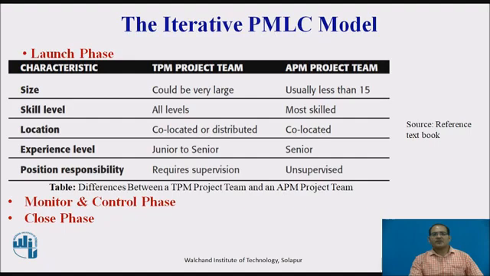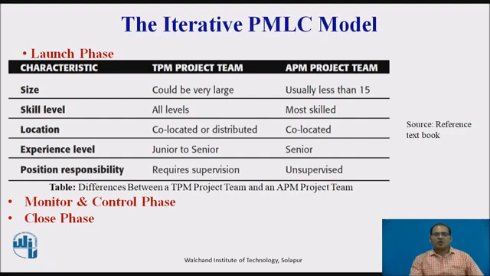There is a significant difference between the project team for a traditional project management project and the project team for an Agile project management project. The table shows the difference. The first is the size characteristic, where the traditional project team could be very large, and in Agile project management it is usually less than 15. Skill level in traditional is all levels, and in Agile project management it is mostly skilled people.